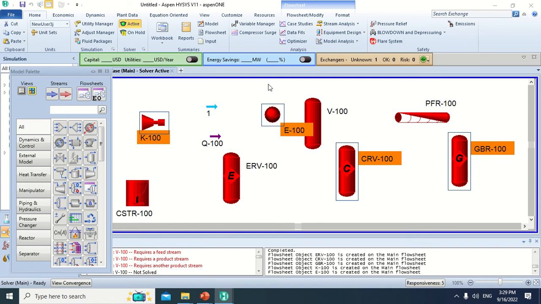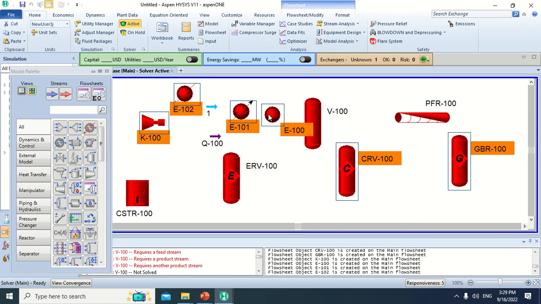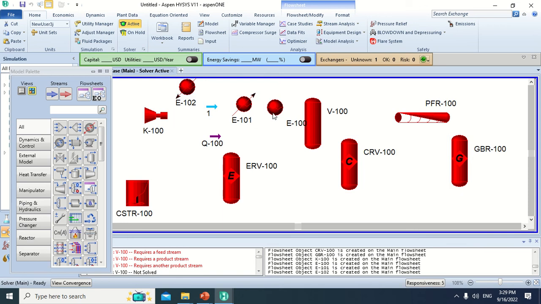I apologize, this is a cooler and this is a heater. Cooler and heater have the same icon. And now I am going to talk about the cooler.